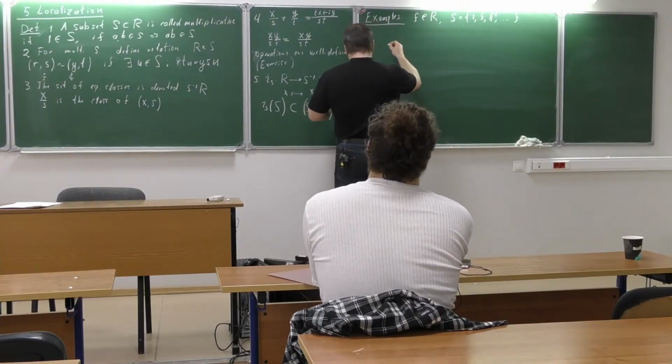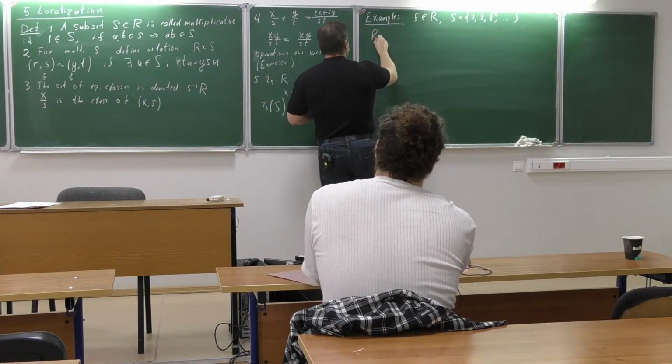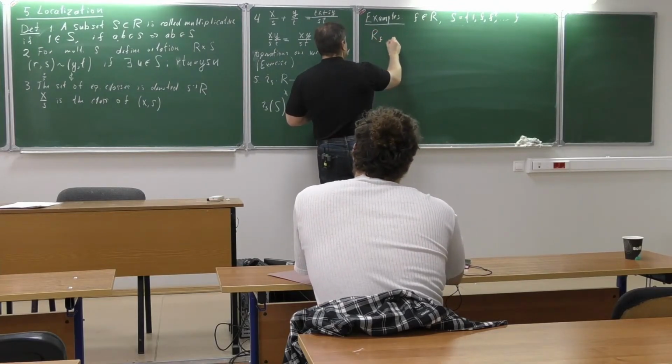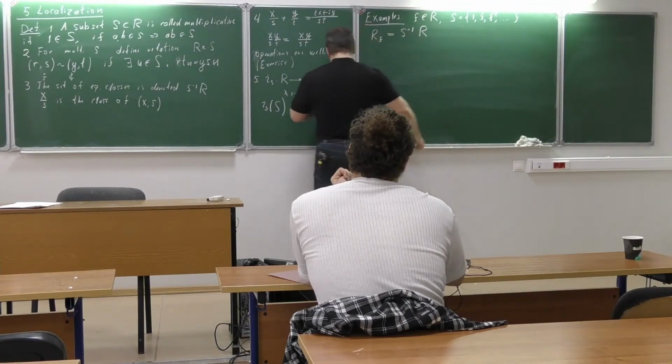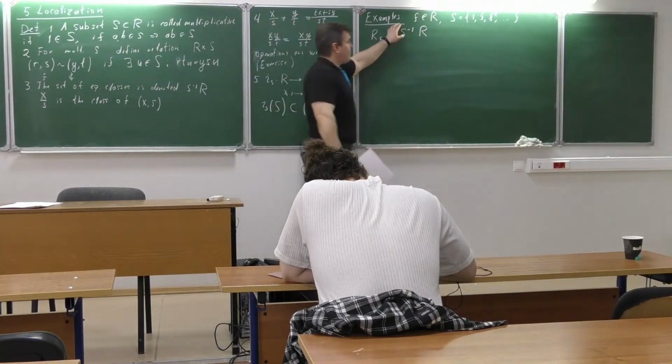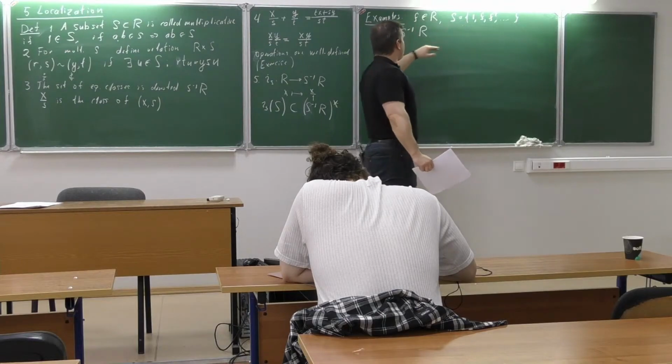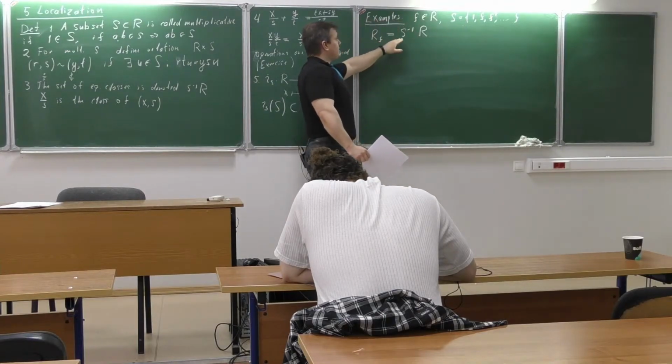Now, the notation for this localization is the following. You just write R with a subscript f, and this is by definition the localization at this multiplicative set. So take f, associate this set S to this f, and this localization with this specific multiplicative set has this notation.